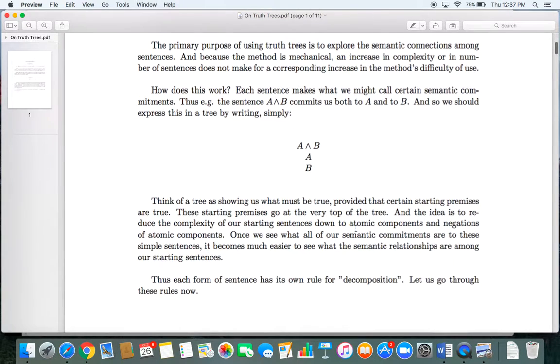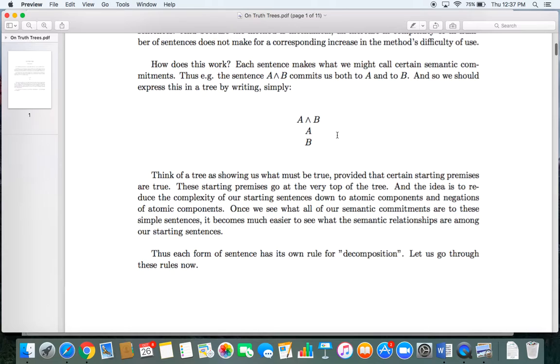Okay? And the idea of the tree is, though we start with complex sentences, we try to break them down into their simpler components to see what our commitments are. And in fact, we try to, as I say here, reduce the complexity of our starting sentences down to the atomic bits and to negations of atomic bits. Okay? And if you can do that, then you can see much more clearly what your commitments are.